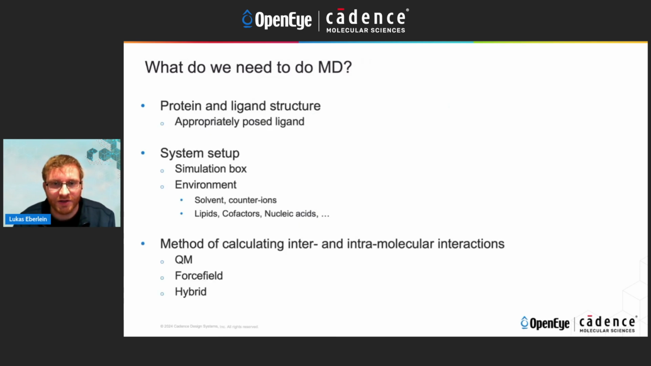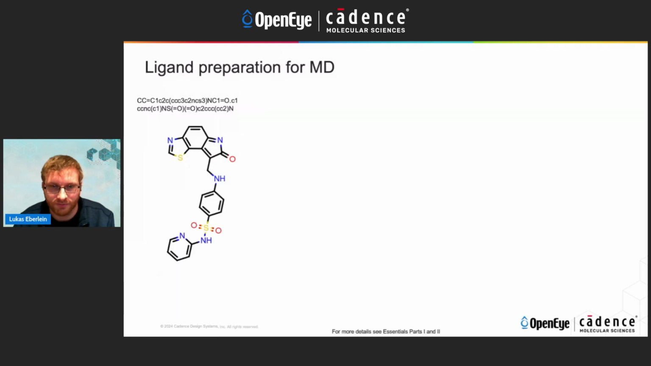Today's focus is on MD to study protein-ligand interactions. So, to do MD, we need a protein and a ligand. We're going to spend some time today talking about the preparation of the protein to get it ready for MD. The ligand should be appropriately placed in the binding pocket of the protein, as discussed in the second part of this series. Protein-ligand complexes need to be placed in a simulation box in which we place the entire simulation system consisting of the complex and its environment. And we need a method to calculate the intra- and intermolecular interactions, which is usually a force field, but QM or hybrid approaches are also possible.